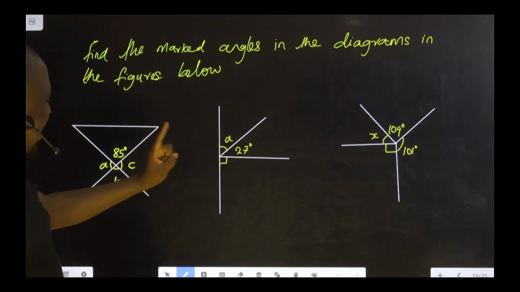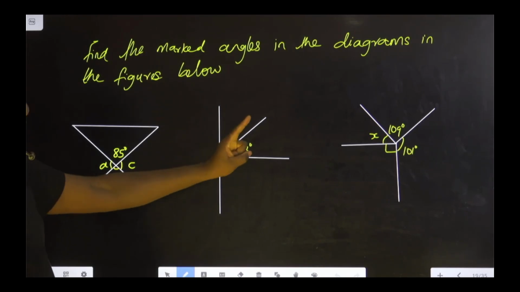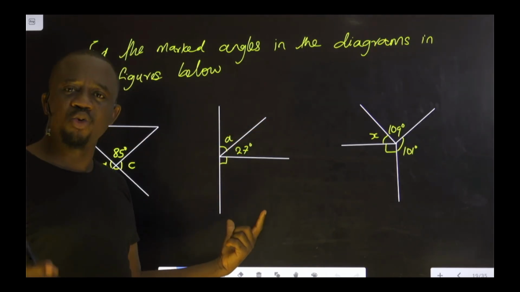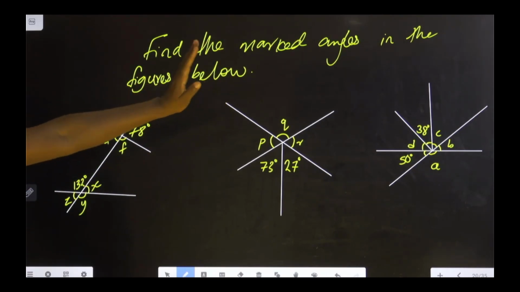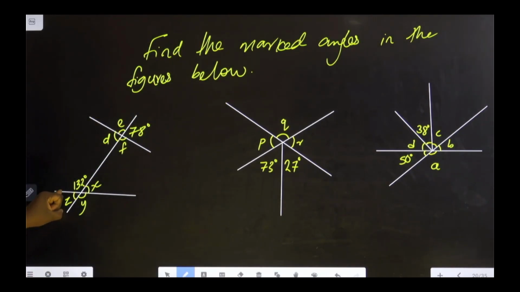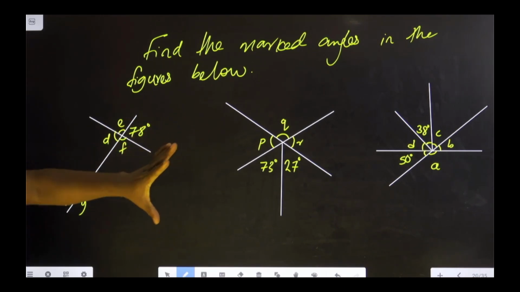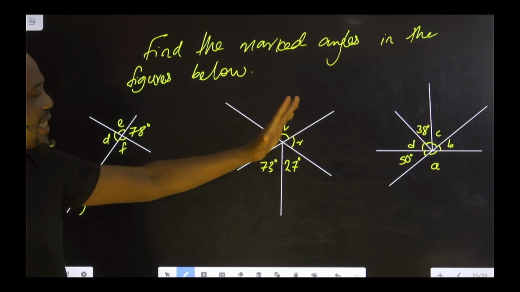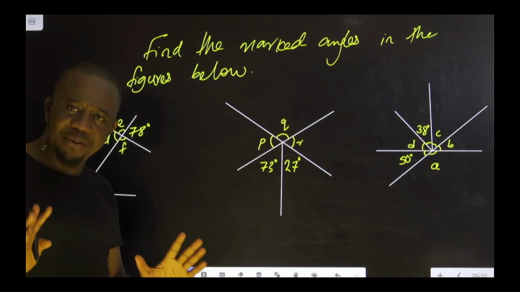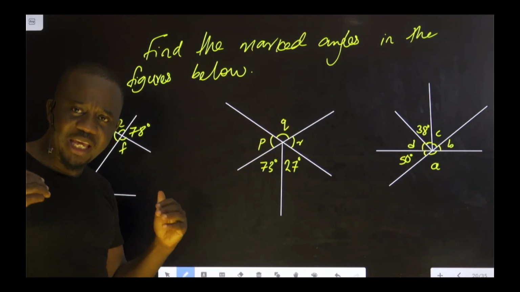All these marked angles, that is A, B, C, A here, X. So this is for you to work on. Look at this. Find the marked angles in the figure below. As you can see in this place, these are very easy. I want you to work on this, and this. In case you have any problem, drop the question for me in Q&A.